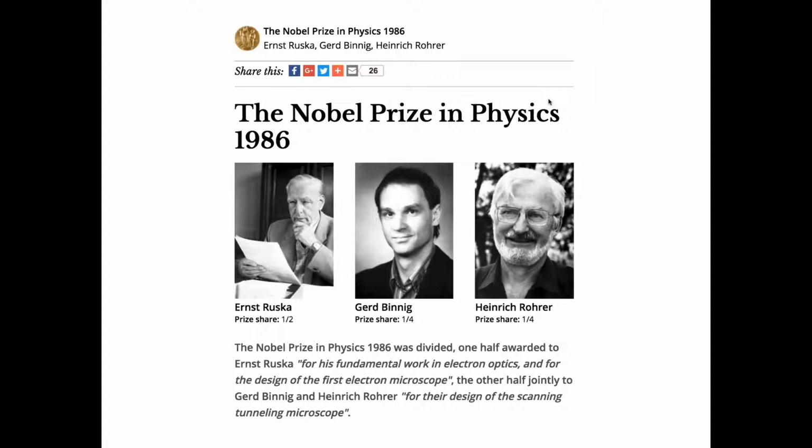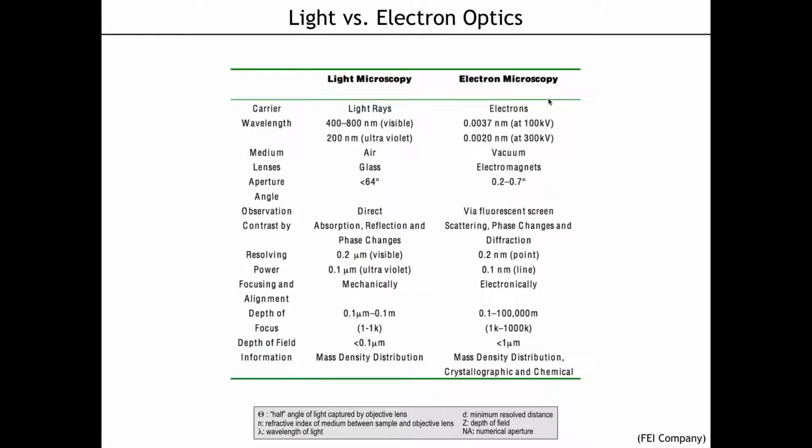The electron microscope has been around for almost 100 years, since the 1930s. For its development, this man right here, Ernst Ruska, was awarded the Nobel Prize in physics in 1986 for his fundamental work in electron optics and for the design of the first electron microscope.